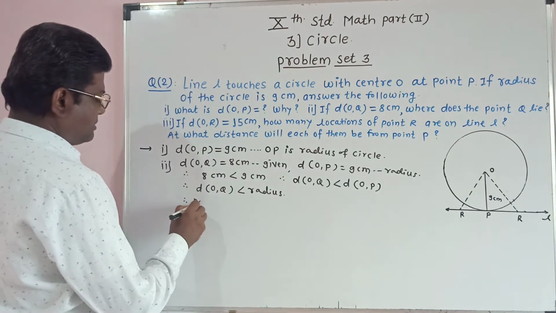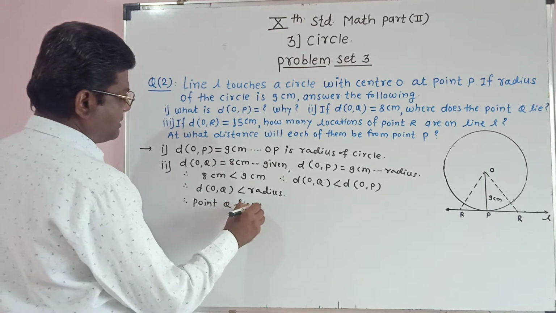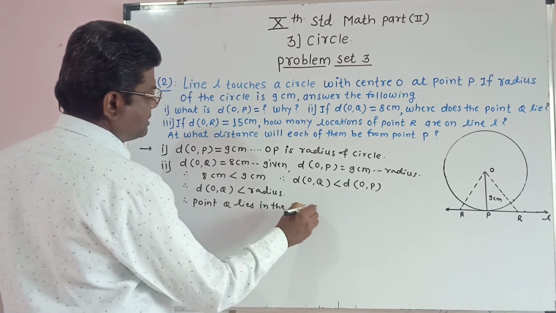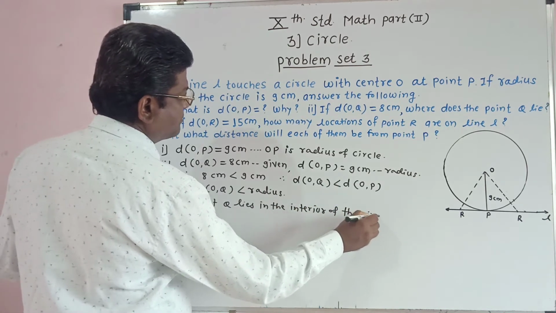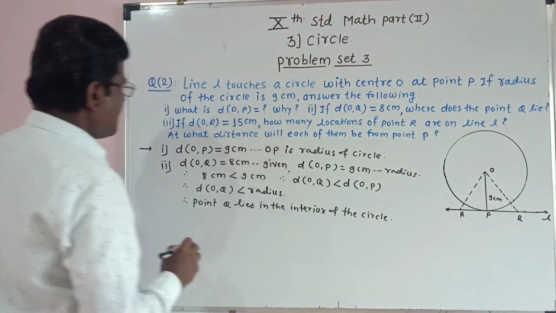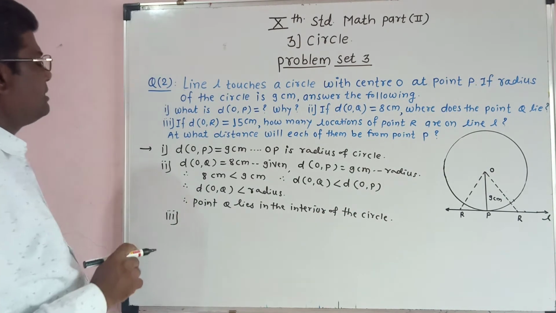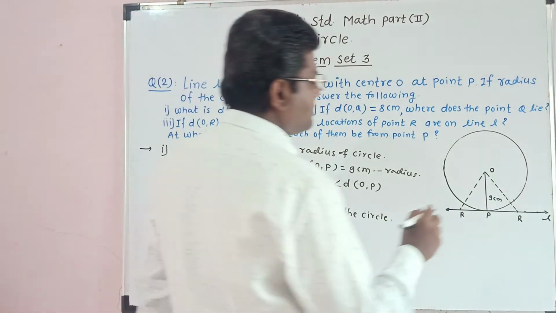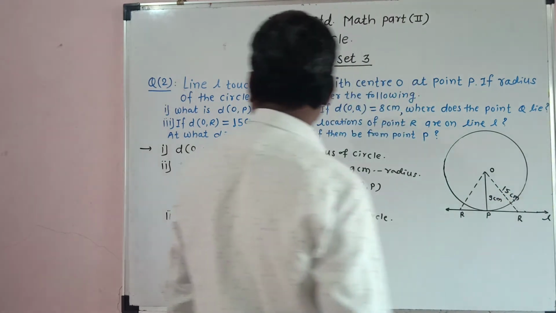Therefore point Q lies in the interior of the circle. This is our second answer. Now number 3, distance of OR is equal to 15 centimeter. This distance we have given 15 centimeter.